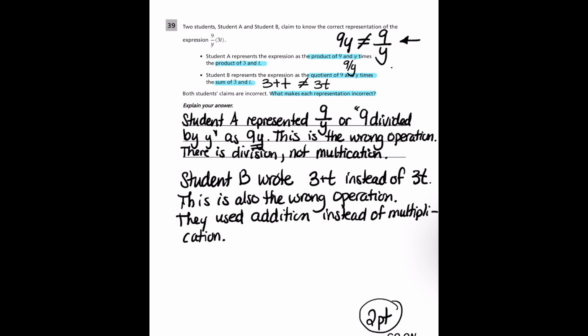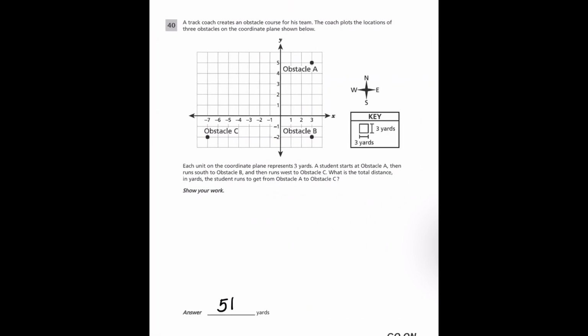Let's go to the next one. And the answer would have been 51 yards. Again, this is 2 points, but you will not get 2 points if you only write 51 yards. Your work also has to be there. So we have to show our work to get full credit. All right, so let's look at this one.